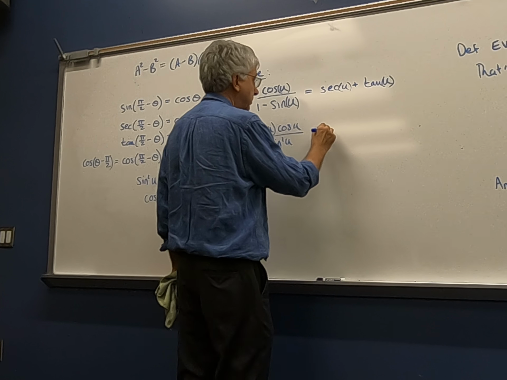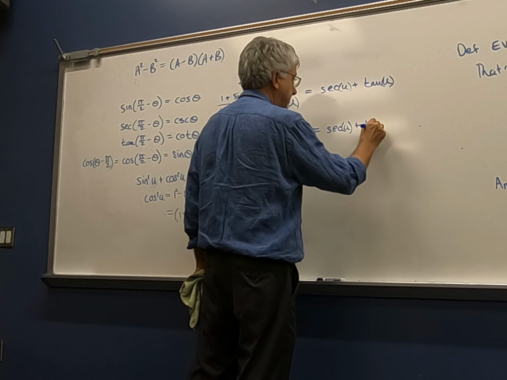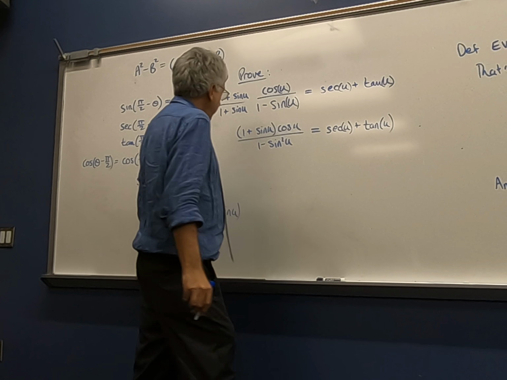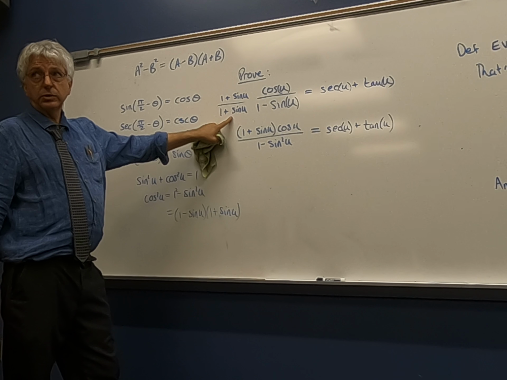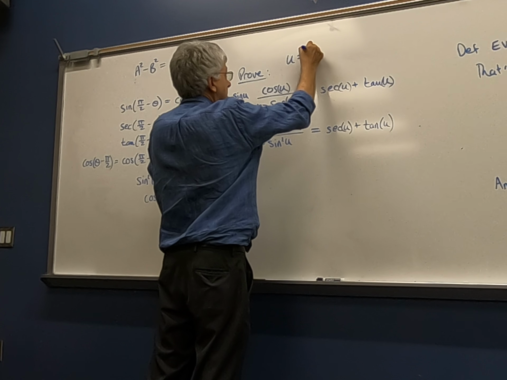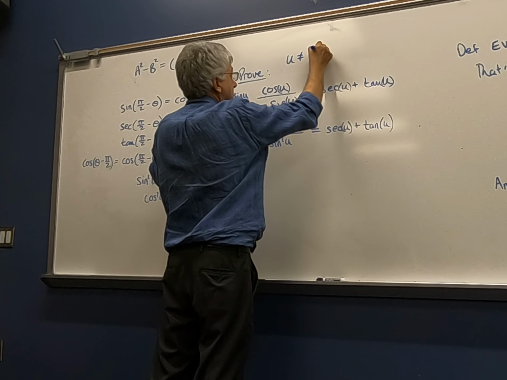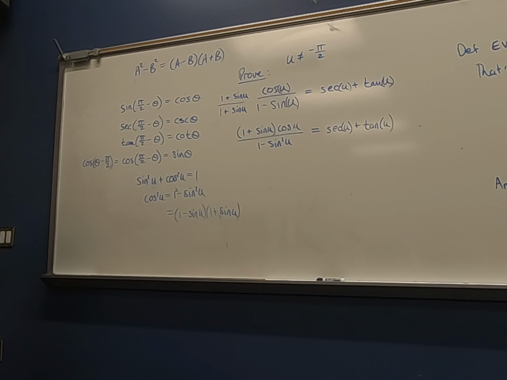So I want this to be equal to secant u, so this is an equivalent statement, right? I just multiply the left side by 1. Provided that sine u is not negative 1, right? Where is sine u equal to negative 1? Well, u is not equal to negative pi over 2, because that would take me down to negative 1 on the unit circle.